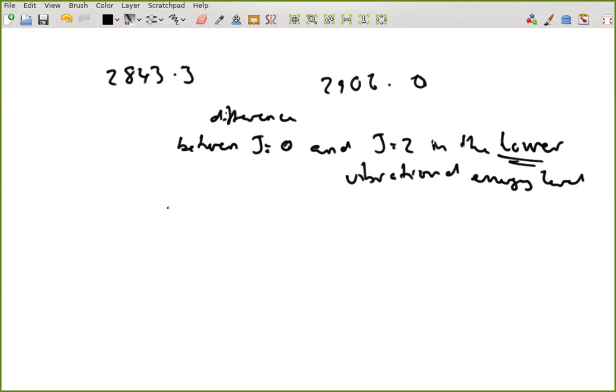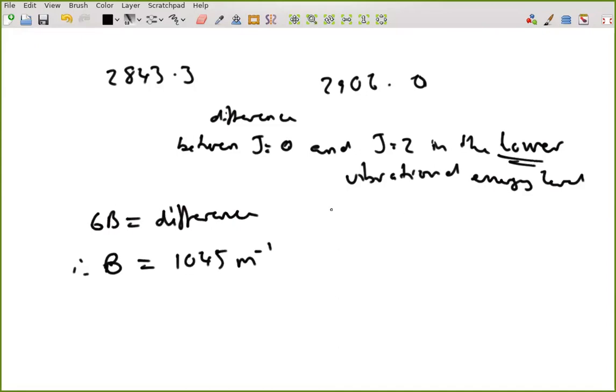So the difference between J is 0 and J is 2 corresponds to 6HCV. Therefore 6B is the difference, and so you will be able to find what B is. And just to check that you're on the right track, check that you get B to being something like 1045. Show your working, and check that your conversion to meters, etc., is all sorted out.